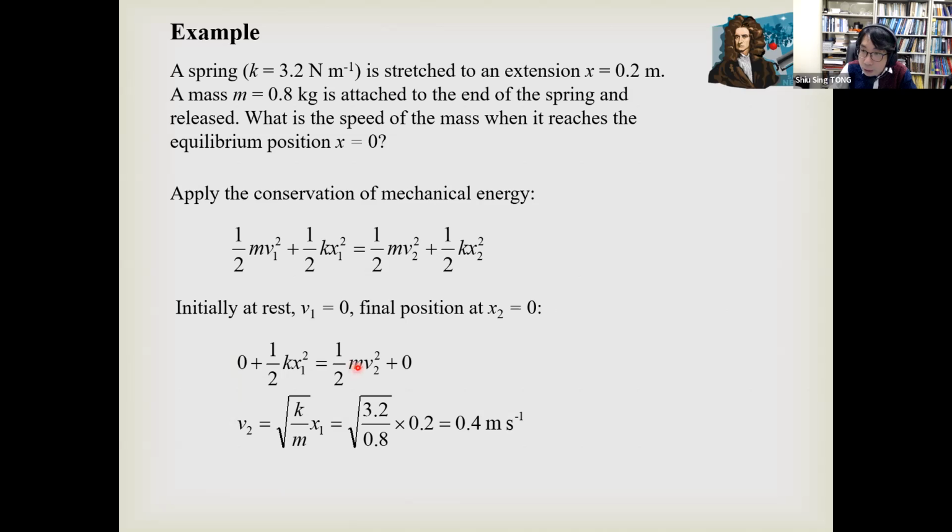So now I have this simple equation, which allows me to solve for V2 in terms of x1. x1 is the initial position, 0.2 meter, the initial extension of the spring. k and m we know the numbers, so I can find V2. V2, when I calculate, is equal to 0.4 meter per second, okay?